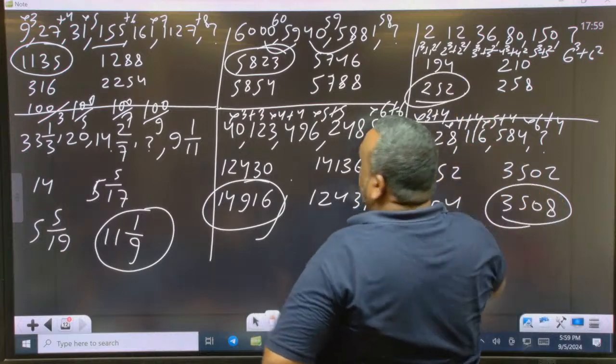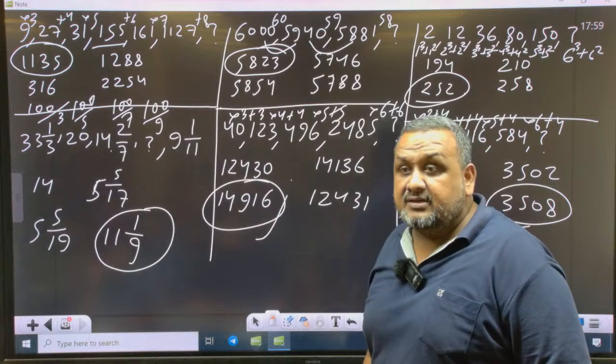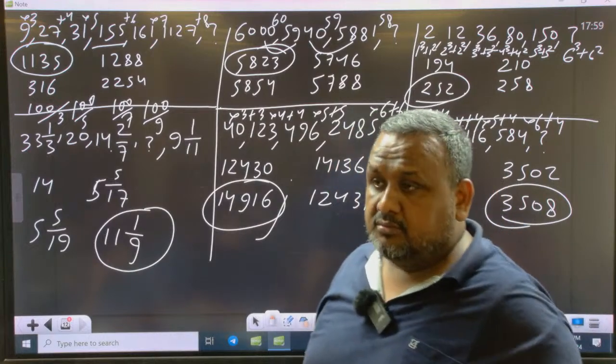Answer 252. Did anyone get the answer of this? 252.